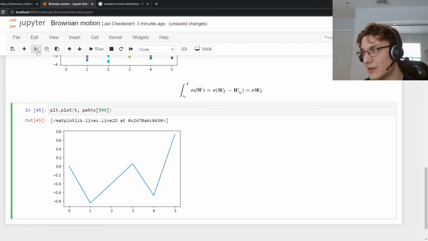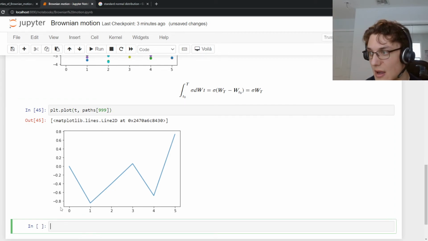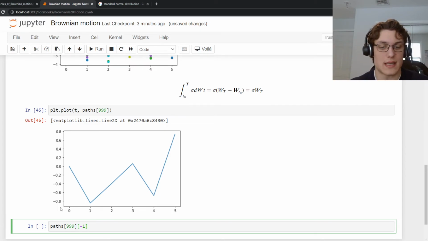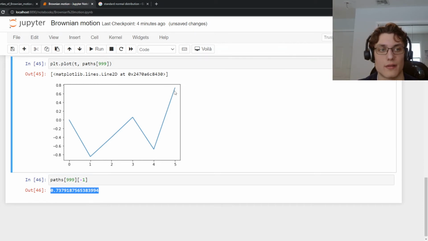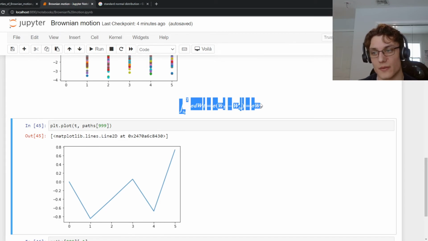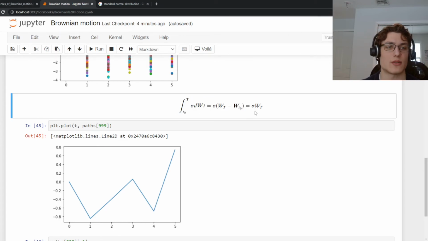So what we would do is simply say, okay, we have this path 9999, and we want the latest realization of Brownian motion, which is 0.73791. You get the picture. So that's this value right here on day 5. And if you notice, disregarding the rest of the points, we started at 0. So if we wanted to find this integral over time, you could disregard sigma, just consider sigma as a constant. Consider sigma as just 1, right?